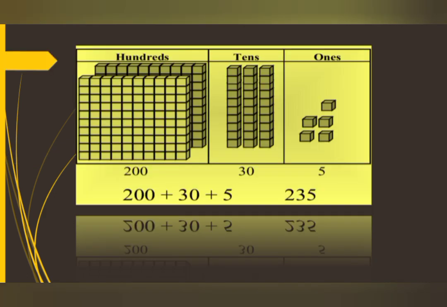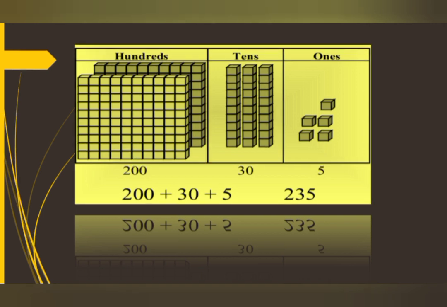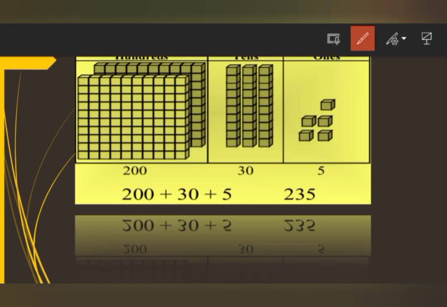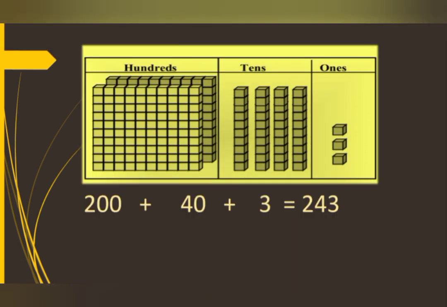See the next one. See here, 2 big blocks are there, 100 blocks, 200. Then 3 tens are there, 3 standing blocks: 1, 2, 3. Then 1, 2, 3, 4, 5, 5 one blocks are there, small blocks. So the answer is 235. So let's see the next example.